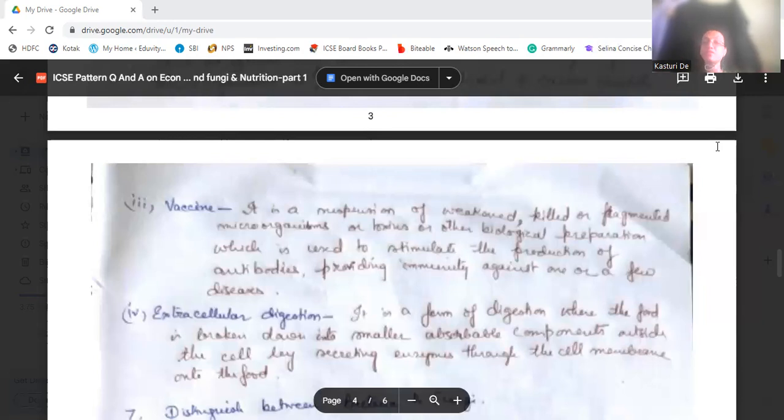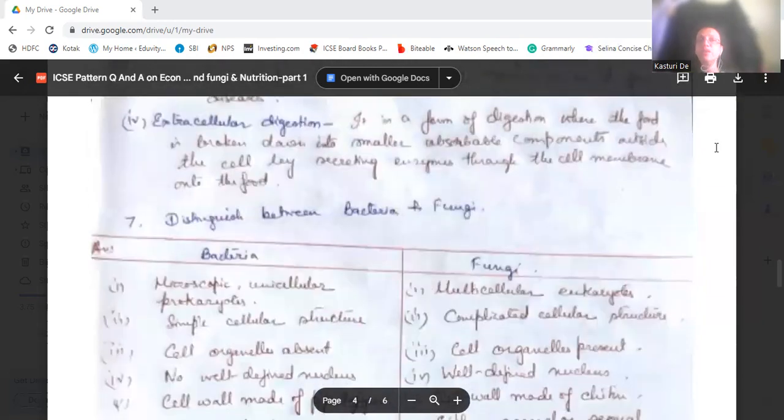Okay. Now, extracellular digestion or external digestion. It is a form of digestion where the food is broken down into smaller absorbable components outside the cell by secreting enzymes through the cell membrane onto the food. Outside the cell this happens, breaking down of the food particles into smaller absorbable components. The food is broken down into small pieces so that they can be absorbed easily by the cell.